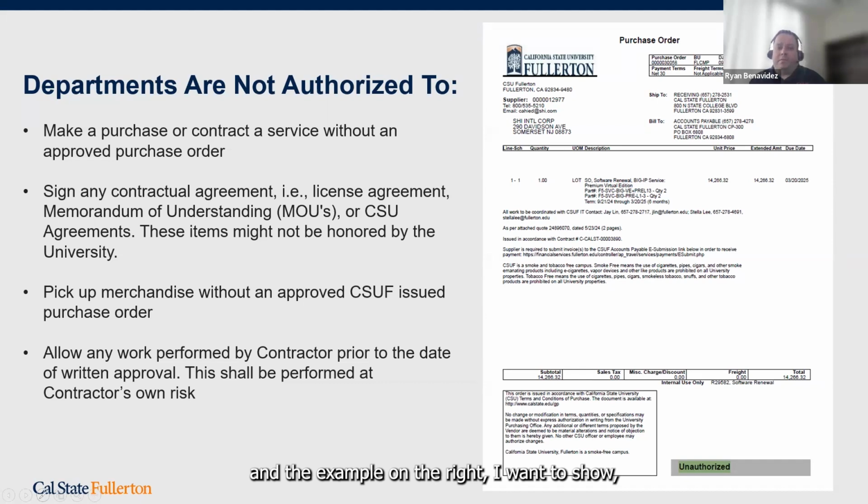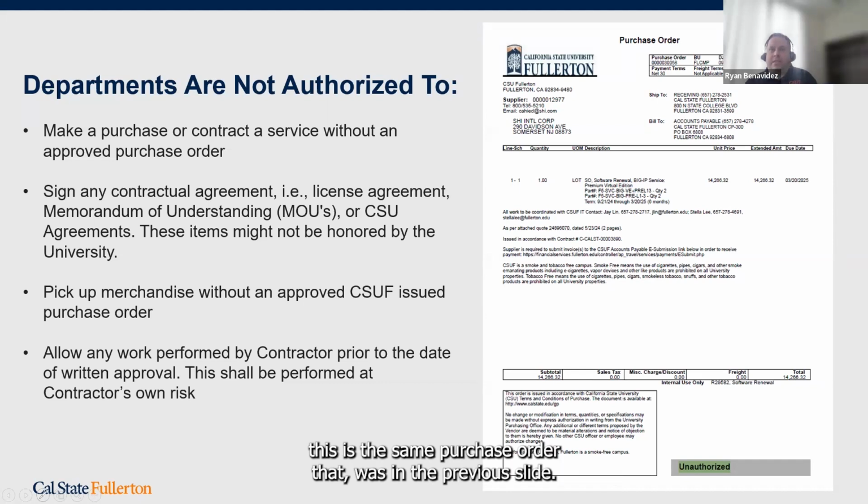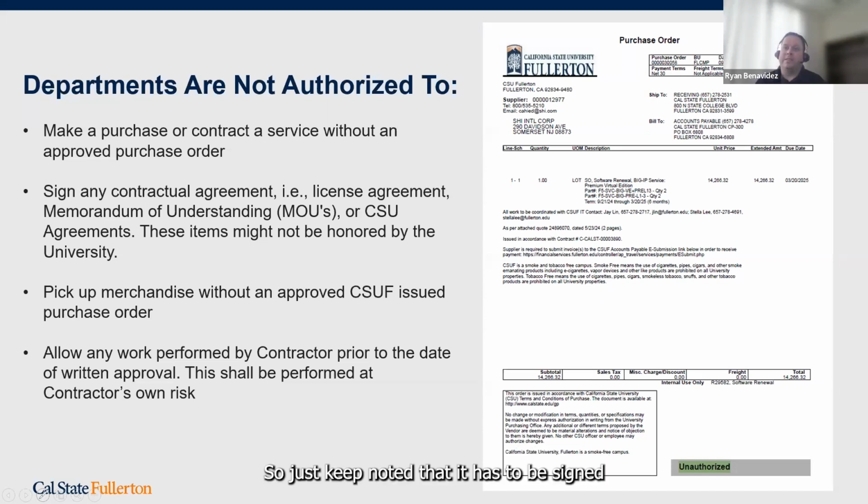And the example on the right, I want to show, is the same purchase order that was in the previous slide. As you can see on the bottom right, this one is unauthorized. Users or requesters are able to print out the purchase order in CFS, but this will not be an authorized document that can be sent out to the vendor. So just keep note of that. It has to be signed by our department.